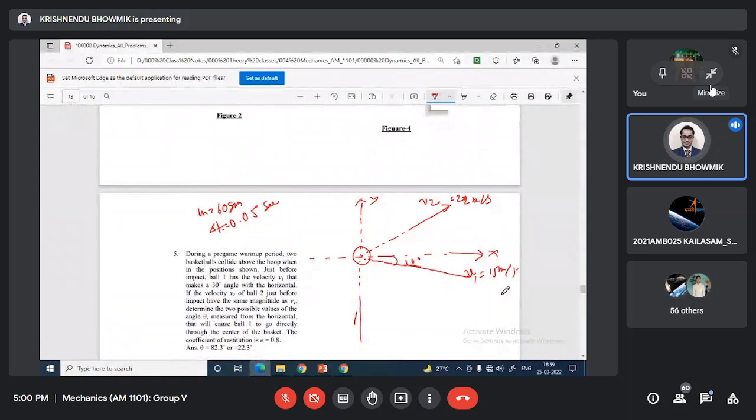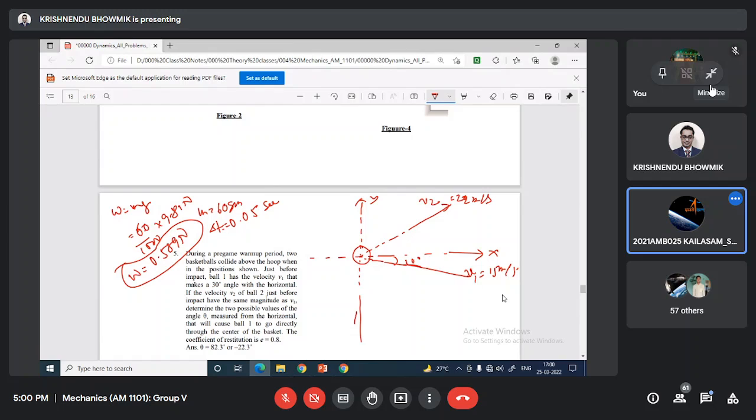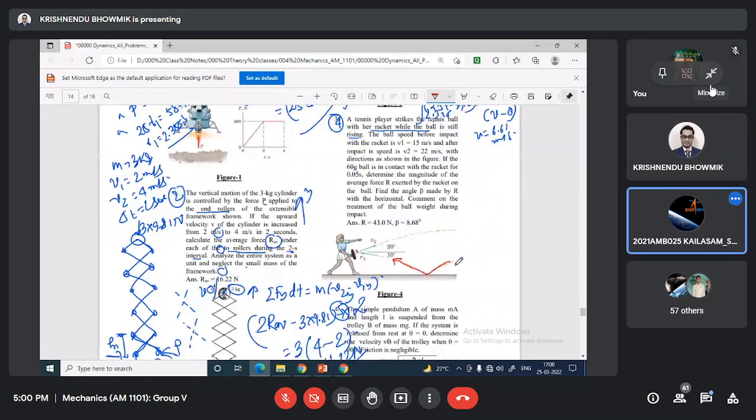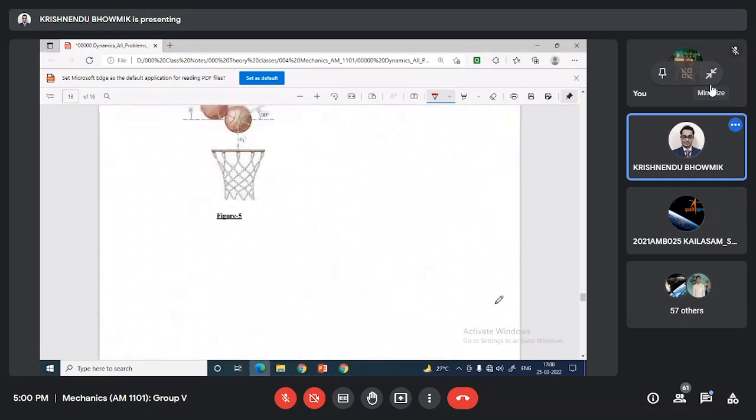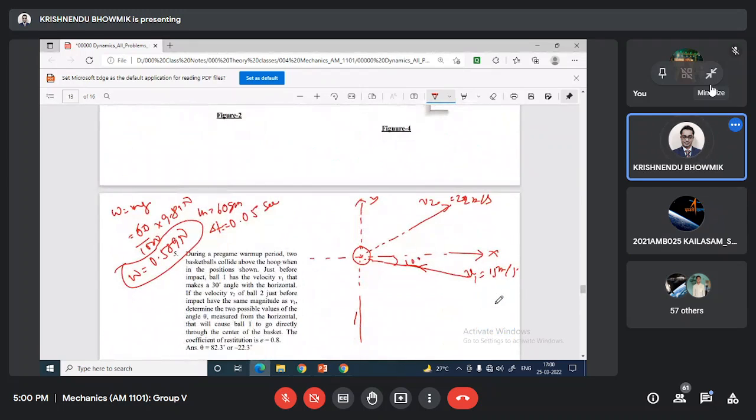Now, W equal to mg equal to 0.06 kg multiplied by 9.81, so 0.589 Newton. That is the W, the tennis ball weight. Next, V1 I have written here, V2 is this. It is the ball with the racket. Okay, this is the ball.